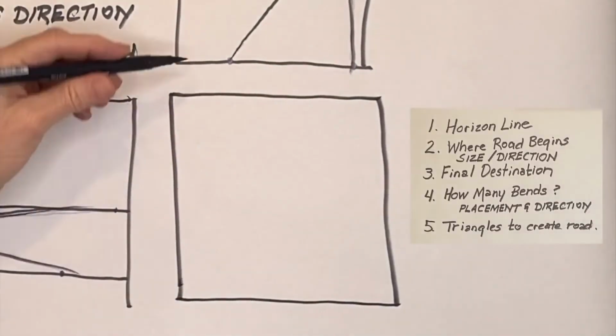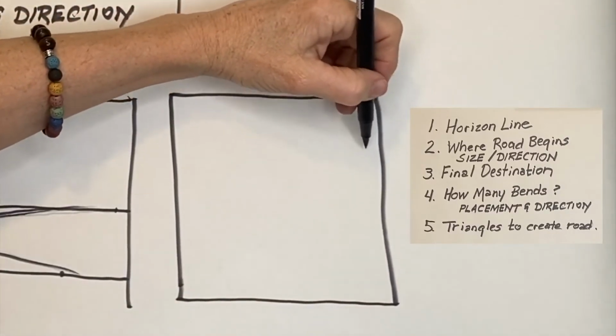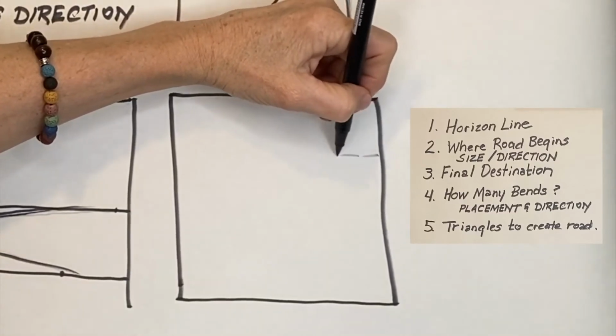And with this one, let's do something interesting here. I'm going to start the horizon line in the lighter marker. Okay, let's do the horizon line like right here.